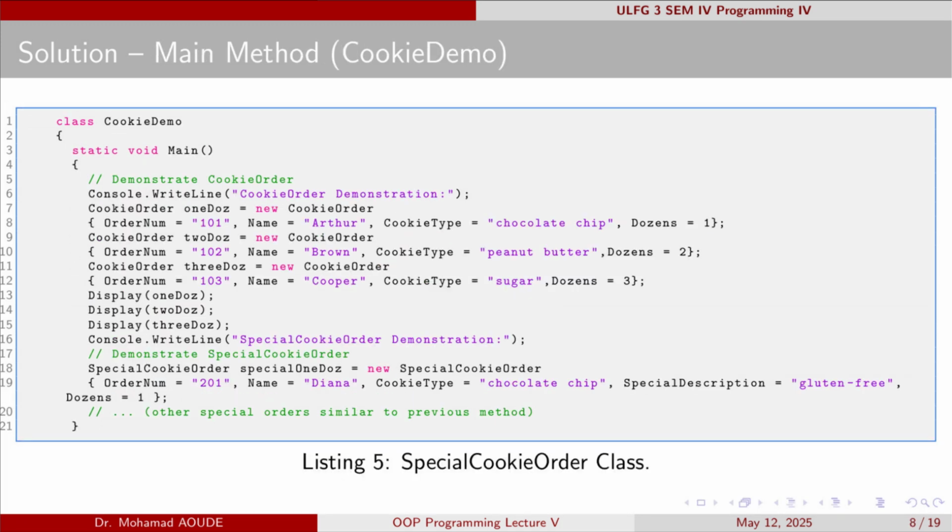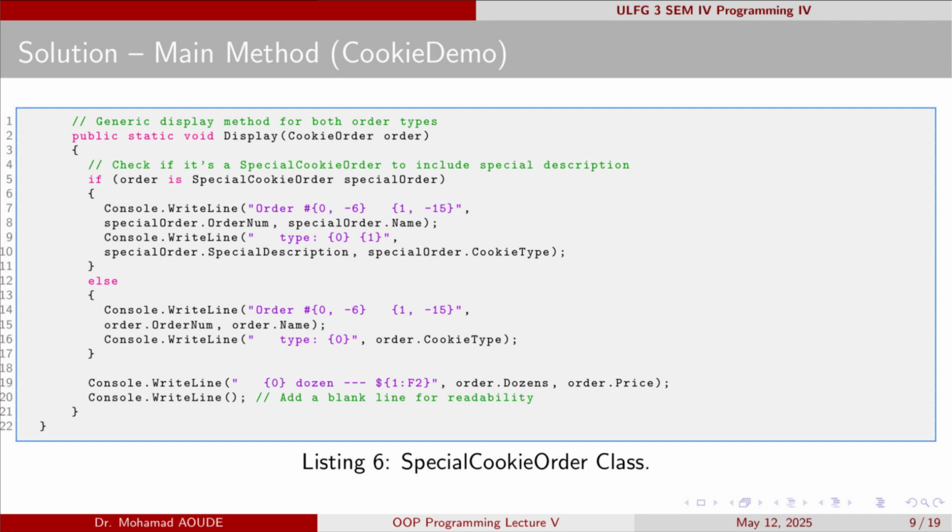The slides show the test code for the cookie classes. Object creation: both CookieOrder and SpecialCookieOrder objects are created. Setting their dozens property triggers the appropriate price calculation logic in each object's specific type setter. Because SpecialCookieOrder inherits from CookieOrder, we can pass either type of object to this single method.